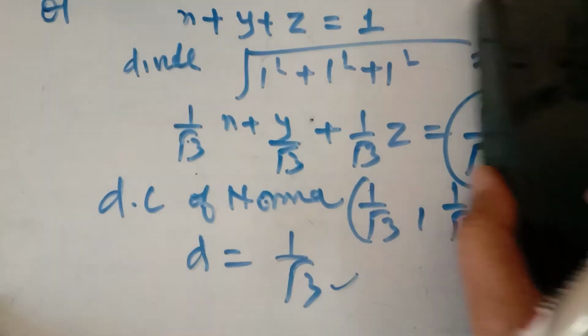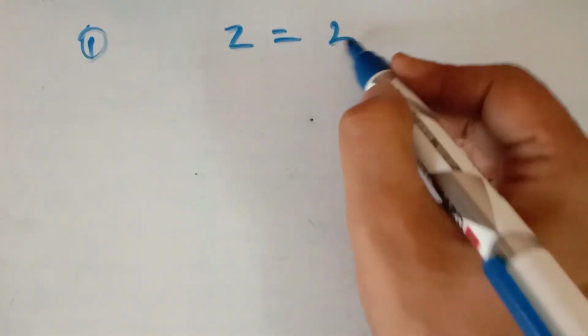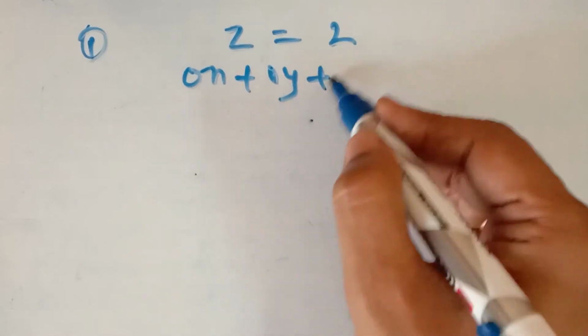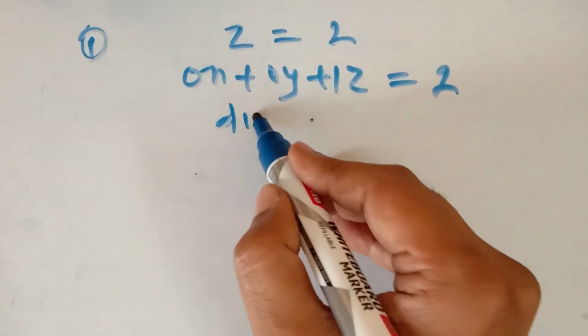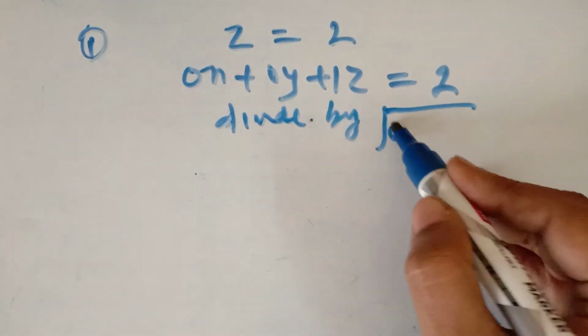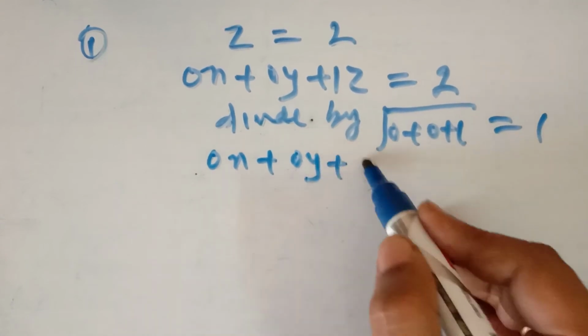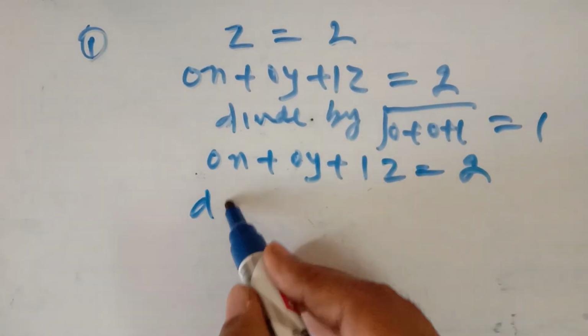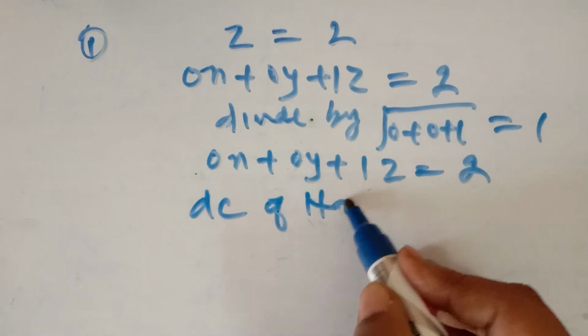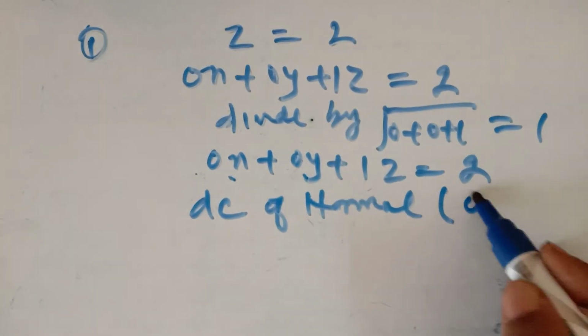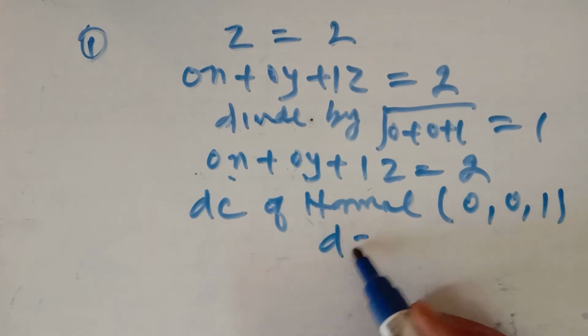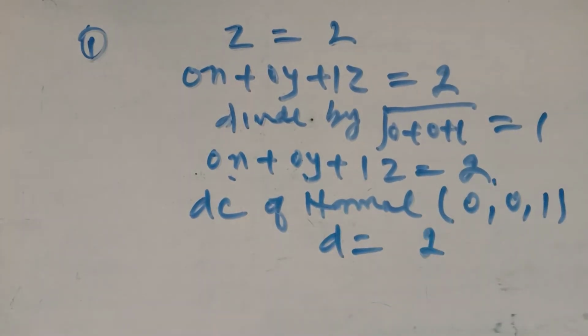Now in the first part of this question, we have z is equal to 2. So we have 0x plus 0y plus 1z is equal to 2. So you have to again divide by under root a square plus b square plus c square, 1 ही आएगा. तो it will be 0x plus 0y plus 1z is equal to 2 ही आएगा. तो direction cosines हो गए normal के, it will be 0, 0, 1, and the distance from the origin is 2 of this plane. So like this you can do all the parts, taking care of the distance should be positive. Distance आपका positive होना जरूरी है.